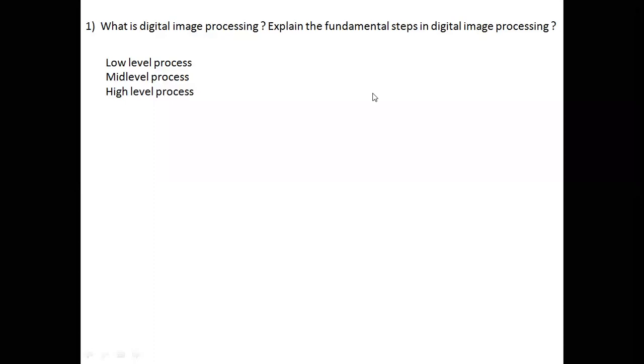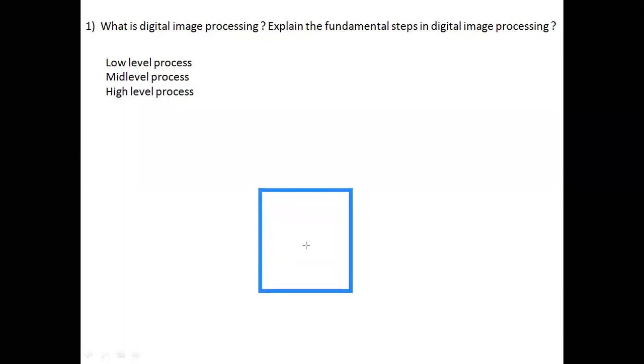Let me consider an image. Let me draw an image. There is one square, and again there is another square within this. Let us consider this is the image. As I said, there will be three types of processing.